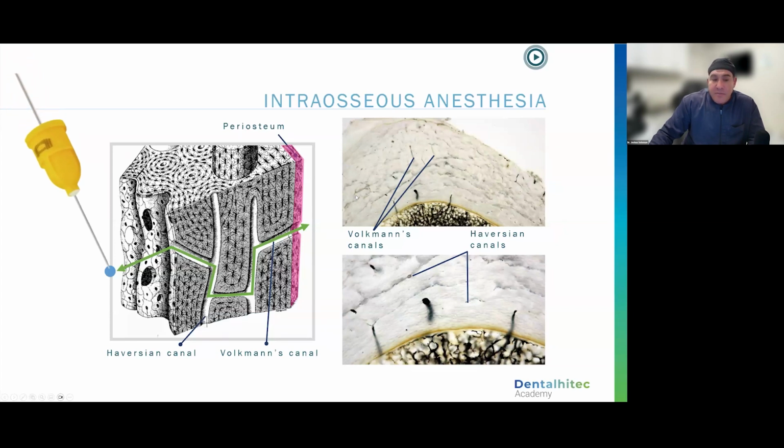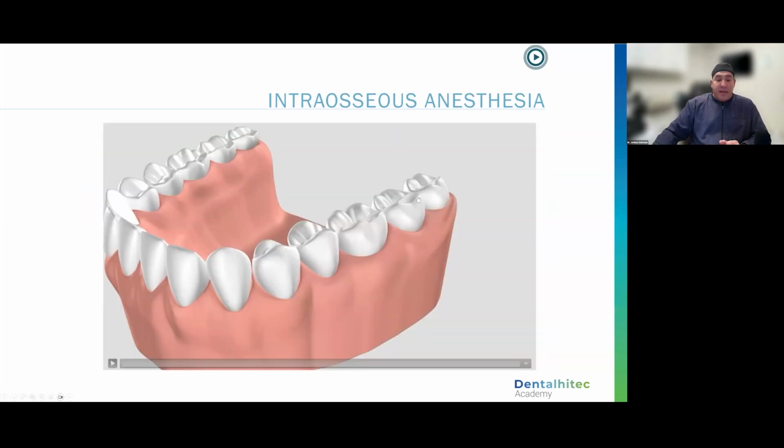Now, our intraosseous methodology is simple. We are going to pass that needle through the periosteum, past the Volkmann and Haversian canals, and we're going to be giving right into that cortical bone. We're skipping this whole area, and that's one of the reasons why this is instantaneous, right? We're giving that fluid literally almost at the apex, and we need far less local anesthetic because all we're trying to do is fill that vessel, fill the cortical bone, and get that local down to the apex as fast and as close as we can.